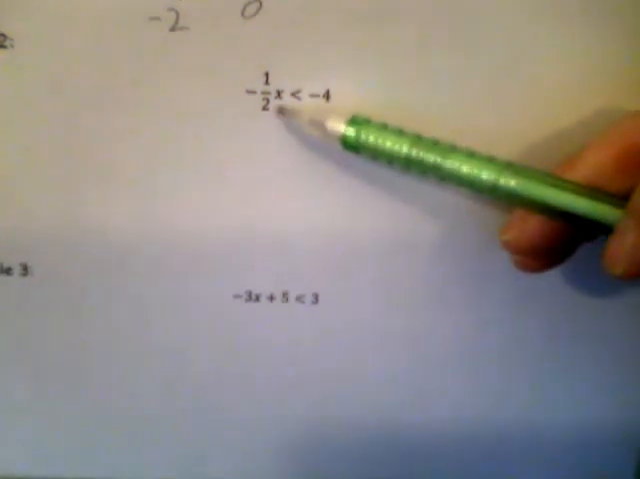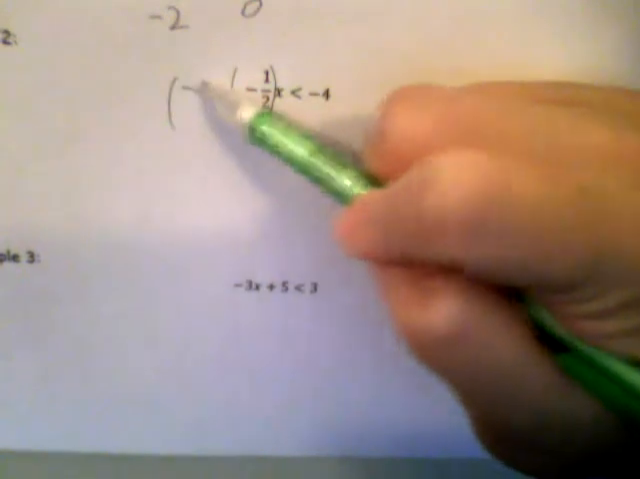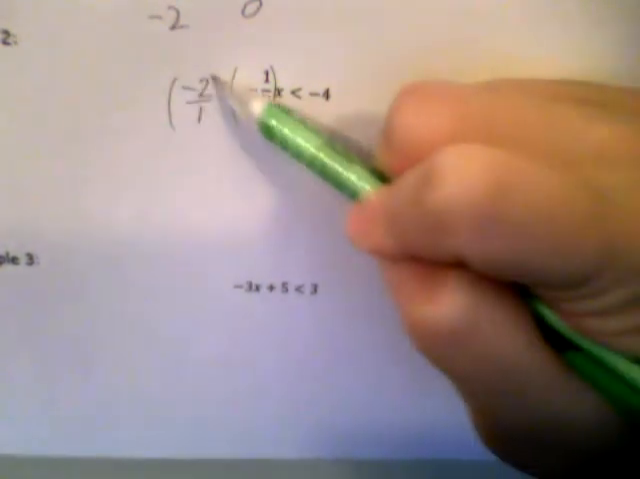But remember, whenever you divide by a fraction, you're actually multiplying by its reciprocal. So to get my x by itself, I'm going to multiply by the reciprocal of negative 1/2. The reciprocal of negative 1/2 is just negative 2 over 1. So to get x by itself, I'm going to multiply both sides by negative 2 over 1.